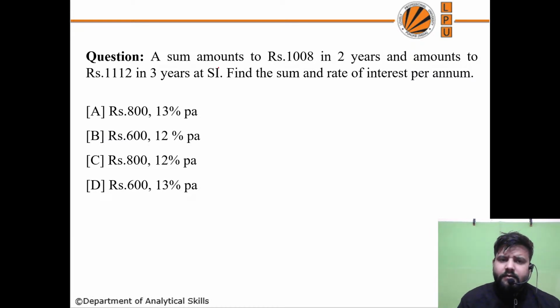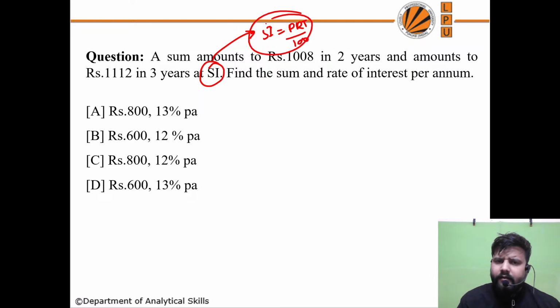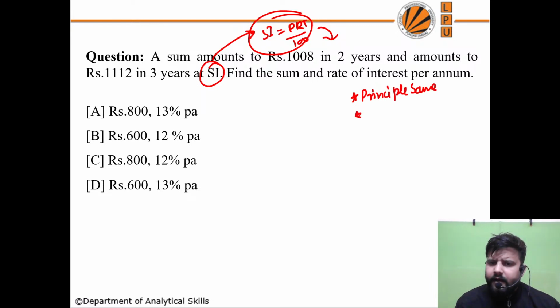First thing is, this is a question of SI. And in SI you know the formula, which is SI is equal to PRT by 100. But you cannot apply this formula here, so you have to apply a concept. The concept is that principal remains the same every year. What is the concept related to SI? Principal is the same and interest is also the same every year.